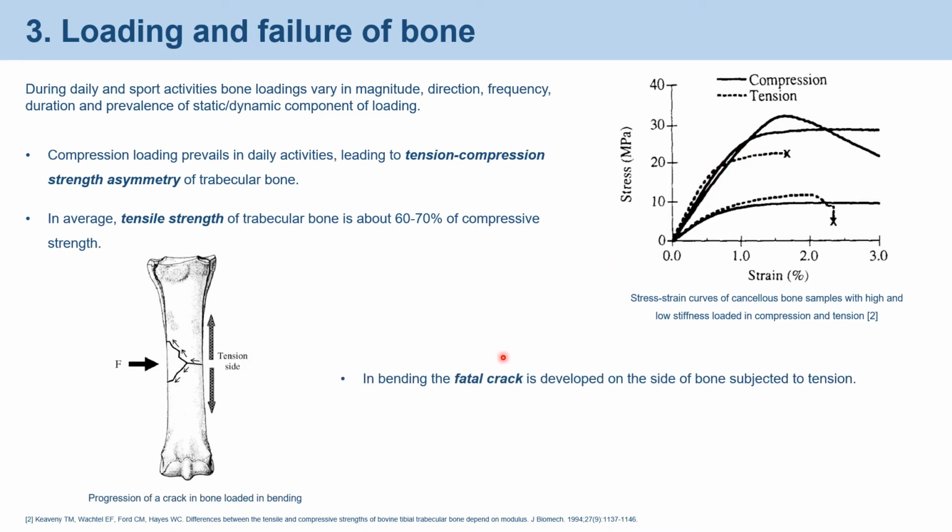And because of this asymmetry, in bending, which is the most common loading mode in bone failure, the fatal crack is developed on the side of bone subjected to tension. As you can see on this image, the crack starts on the side of bone which is subjected to tension. And in spite of the experimental evidence of the tension-compression strength asymmetry, the exact loading conditions that lead to failure of human trabecular bone are currently unknown.